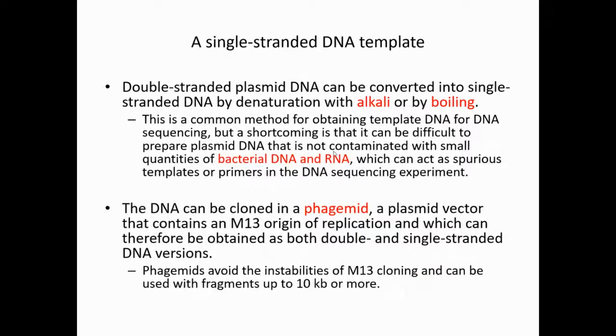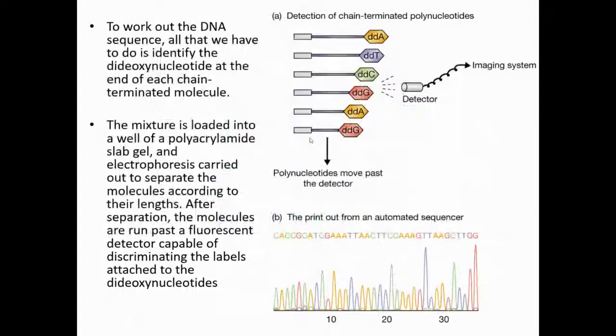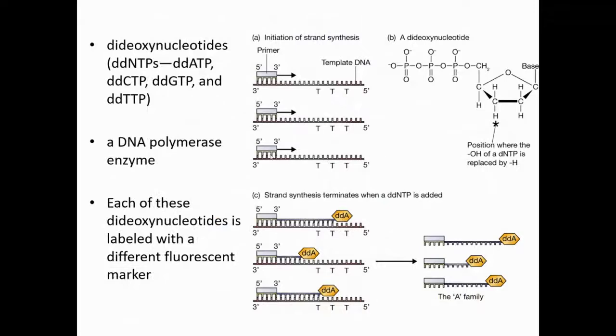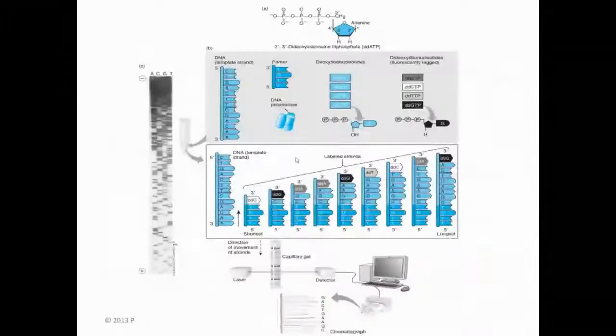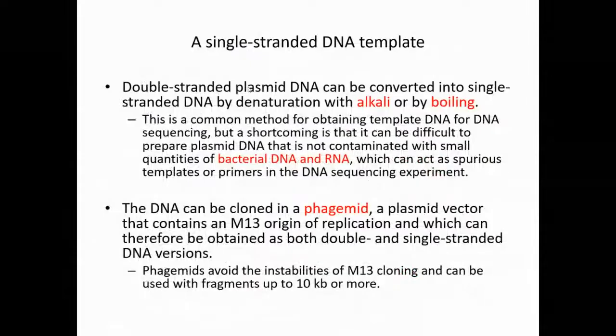And then you need the single-stranded DNA template, because to perform the chain termination sequencing you need this template. You have to prepare the template. To perform the sequencing, you need to do the gene cloning first. The gene cloning produces double-stranded plasmid DNA, and then you have to convert the double-stranded DNA to single-stranded DNA, because you can denature the double-stranded DNA through boiling or alkaline denaturation, and then you can perform the sequencing.